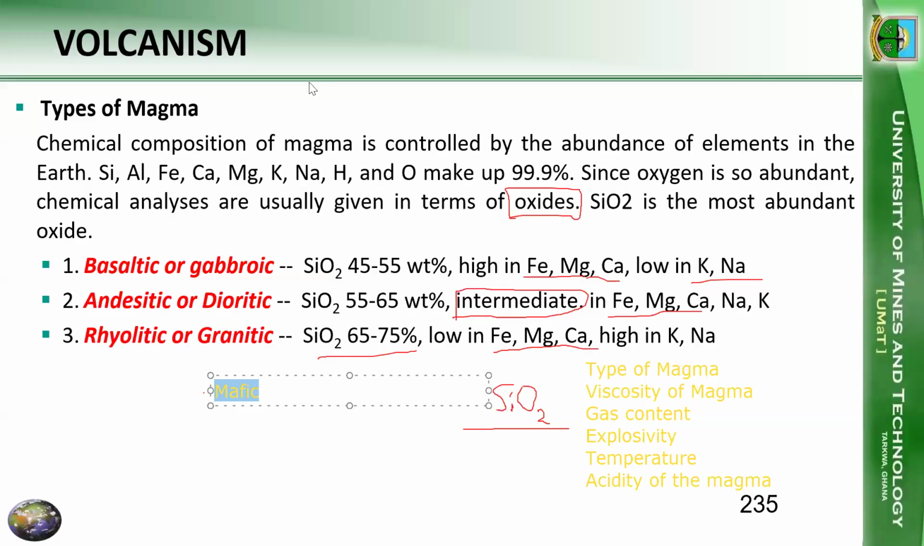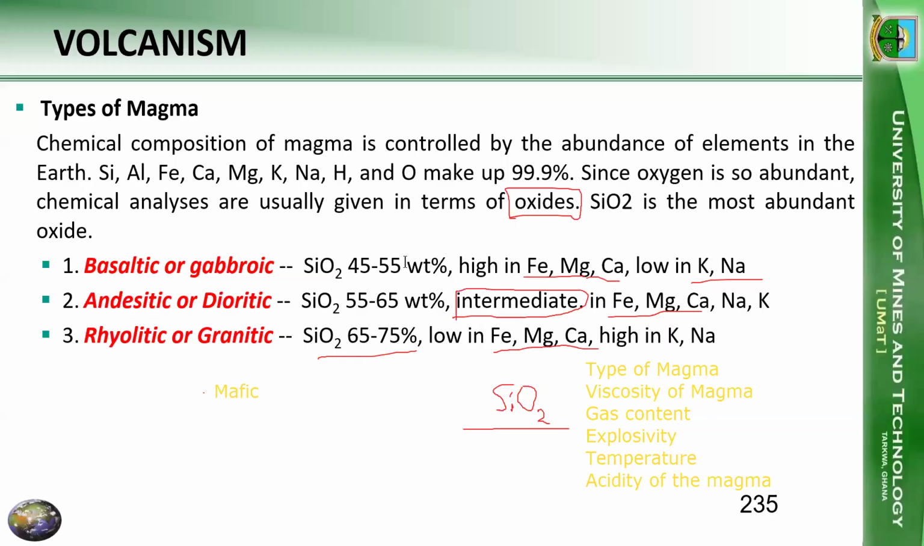All right, so what we are saying basically is that we should expect to have a high content of iron and magnesium, as well as calcium, where the silica content is low. So if we have a high content of iron and magnesium and calcium, then they should go together with low silica content. So the resulting rock will be dark or mafic.